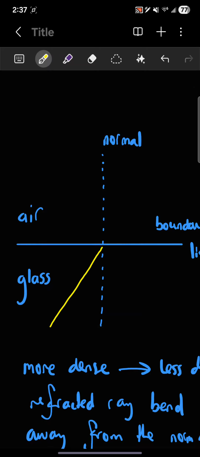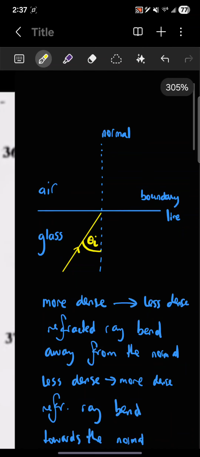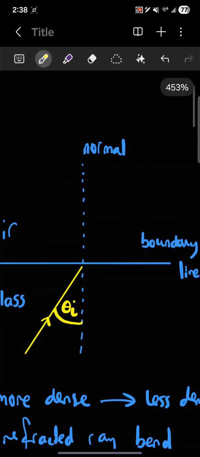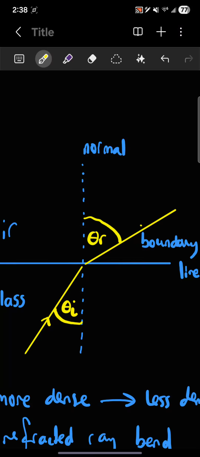So let's just say we have an incident ray. The incident ray is the incoming ray, and the angle of incidence is always measured with respect to the normal. Please remember that. So this is the angle of incidence. So I'm going from glass to air. Since I'm going from a more dense to a less dense, I'm going to bend away from the normal. And this angle over here is going to be theta r.